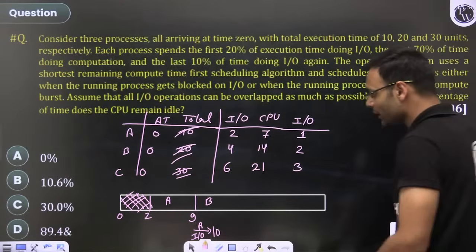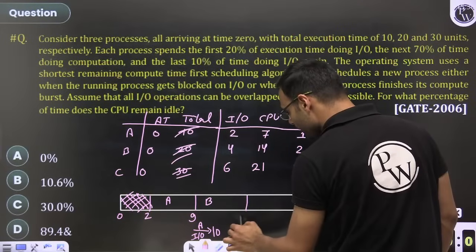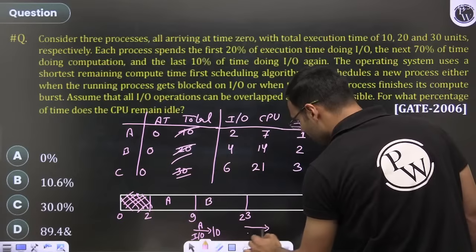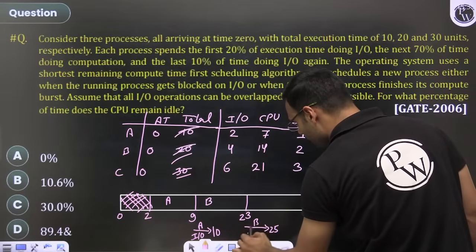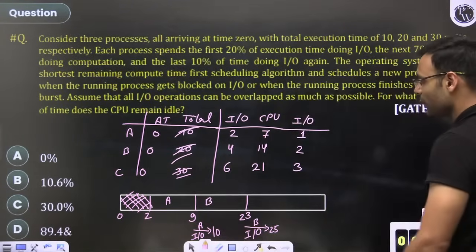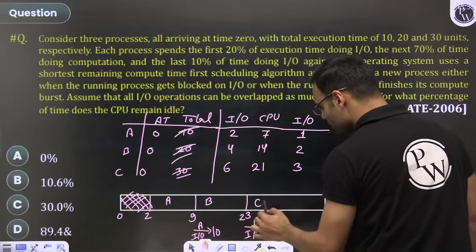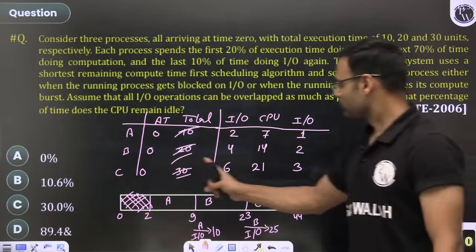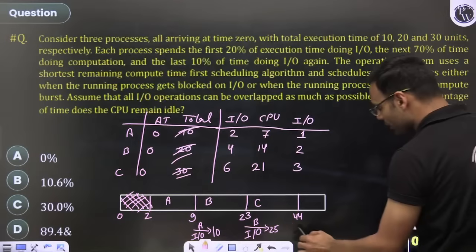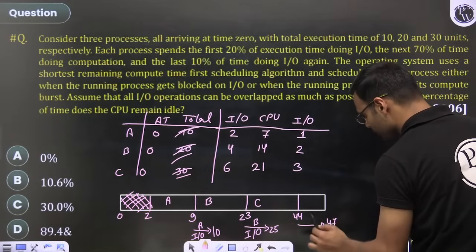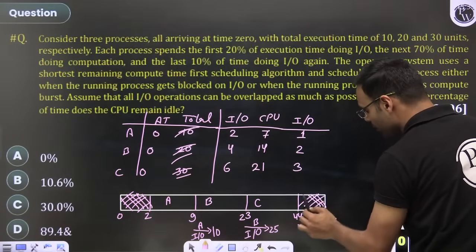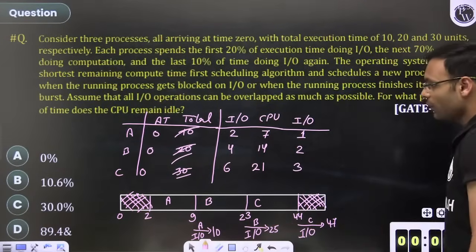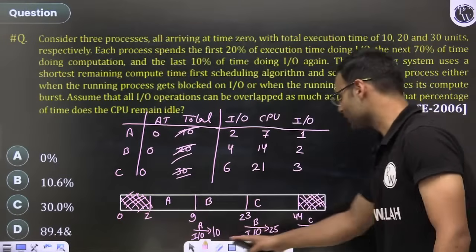So B will run for 14. 9 plus 14, how much? 23. And then B will complete IO, plus 2, 25. B's IO is completed. But during B's IO, C will run its 21 time units, till 44 on the CPU, and after that 3 time units on IO, till 47. So when C is running on IO, there is no process to run on the CPU. At 47, C's IO completed. Now all the processes are complete at 47 units of time.